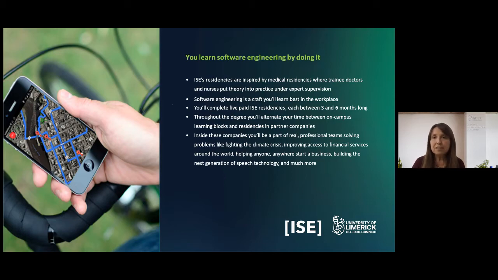The important thing is that you're going to have 5 residencies, 3 to 6 months long each one. They are paid. So you're going to spend in reality half of your time, nearly 2 years, already doing professional work. Through the degree, you're going to have time between the blocks on campus and residencies. And in the companies, you're going to be immediately from day one part of their teams.